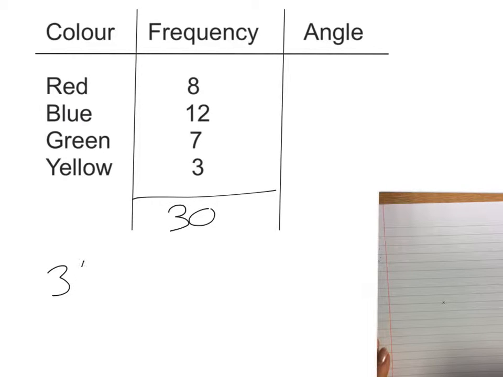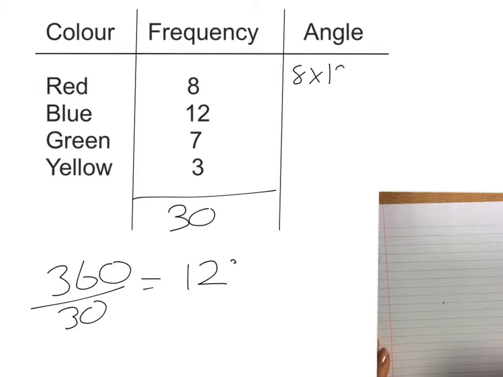Then what you want to do is 360 over your total frequency, which in this case is 12 degrees. That tells you that one person is worth 12 degrees. So to get your angle, you're going to multiply each of your frequencies by 12. So you're doing 8 times 12, 12 times 12, 7 times 12, and 3 times 12.